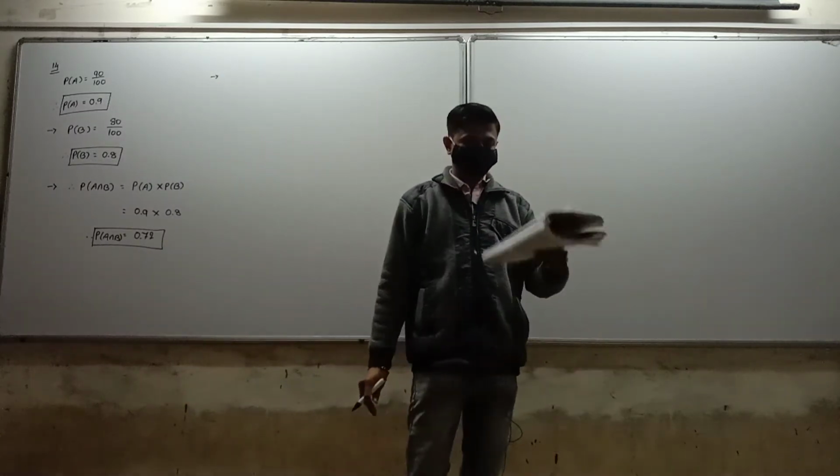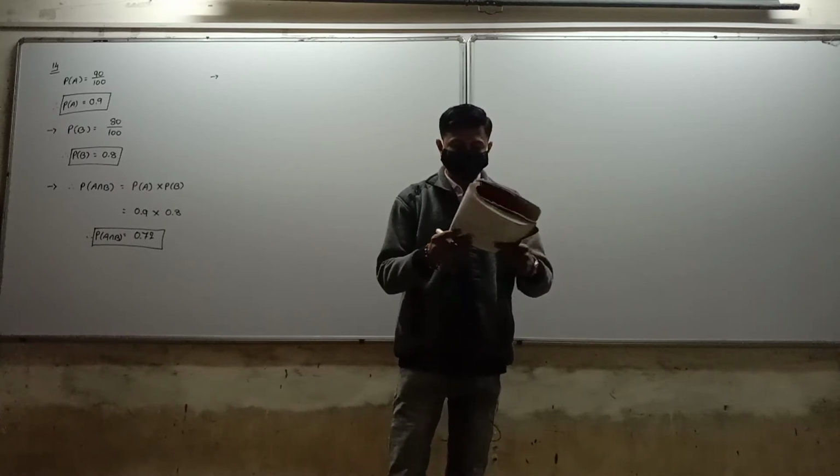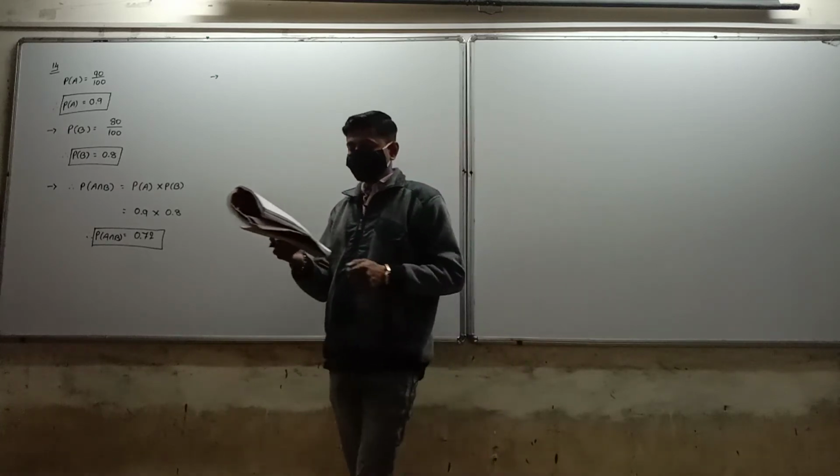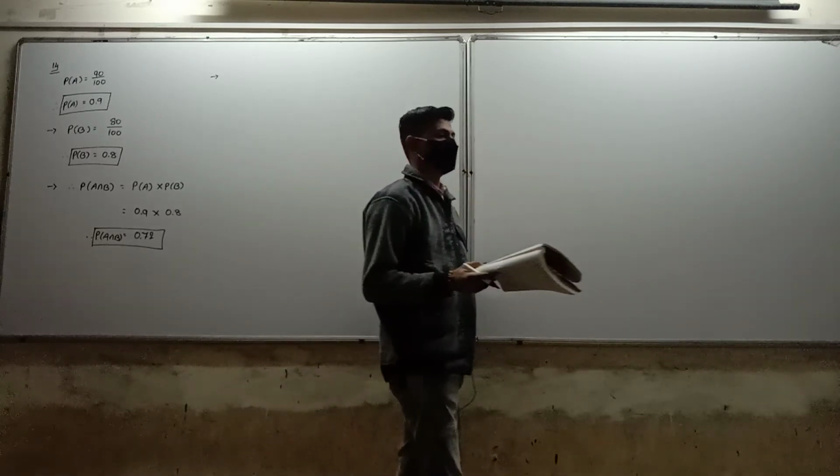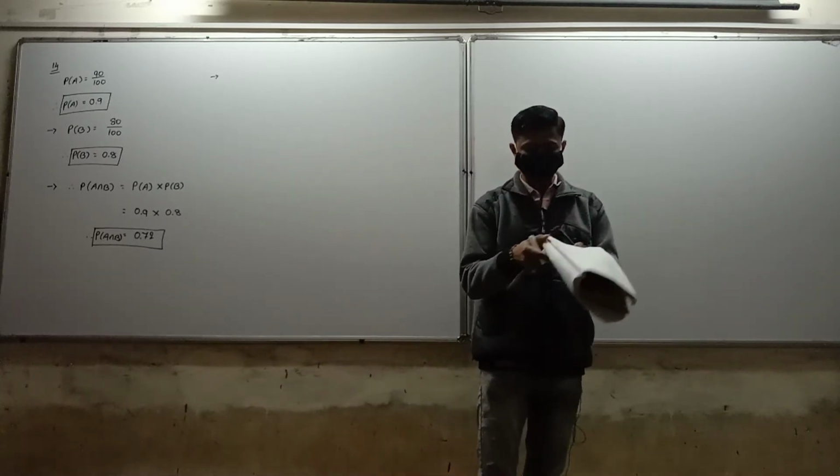Now next, find the question. Find the probability that the person A and B differ in stating the same fact. Underline: differ in stating the same fact.